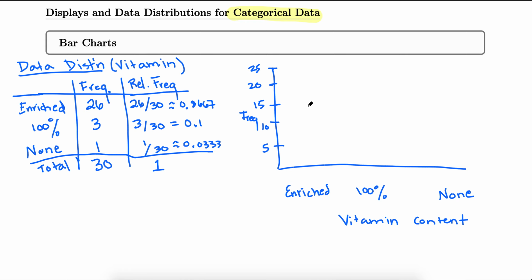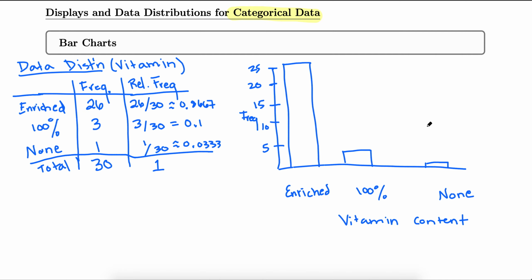25. And then, like the name suggests, bar chart, you're really just going to draw a bar to the height of each category. So enriched, we had 26, so I'll go just a little bit above here. 100%, we had 3 in that category. And then none, we had 1 in that category. So there's our bar chart. Notice there's spacing between the different categories. And notice I happen to put these in order of descending frequency. That is just coincidence. You don't have to do it that way.